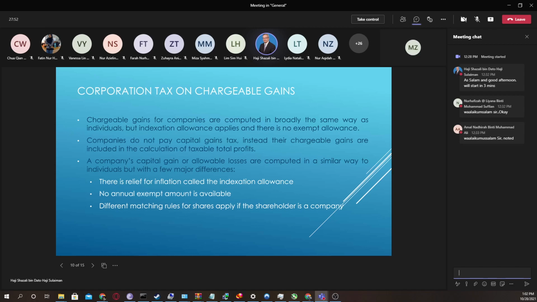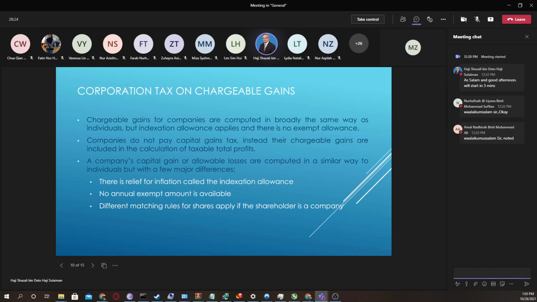So companies do not pay capital gains tax. Instead, the chargeable gains are included in the calculation of taxable total profit. Taxable total profit I will cover next week, for corporation tax. Now, in terms of the matching rules, a company's capital gains or allowable losses are computed in a similar way to individuals, but with a few differences. Okay, and then we'll go through the matching.